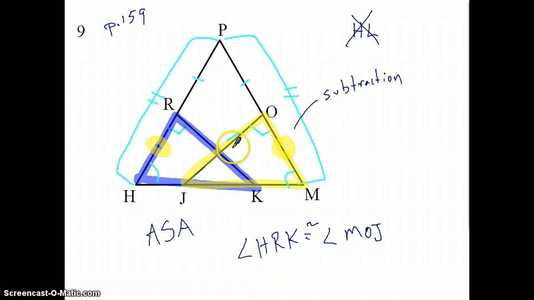So remember, in HL, we don't need to state that those angles are congruent, but we're not proving these two triangles congruent by HL. We're using ASA, so we have to state that those two angles are congruent. Okay, so once you get the triangles congruent through ASA, then you can just go from there using CPCTC to say RK is congruent to JO. And you're home free.